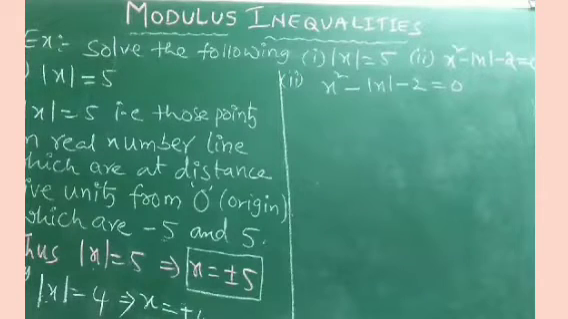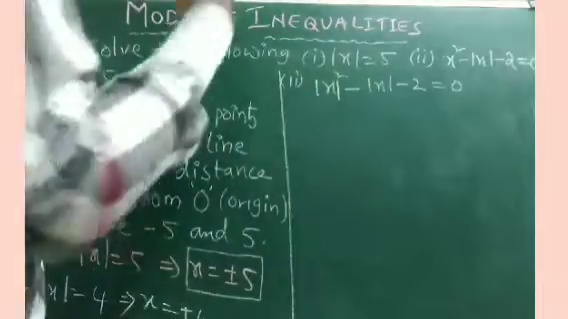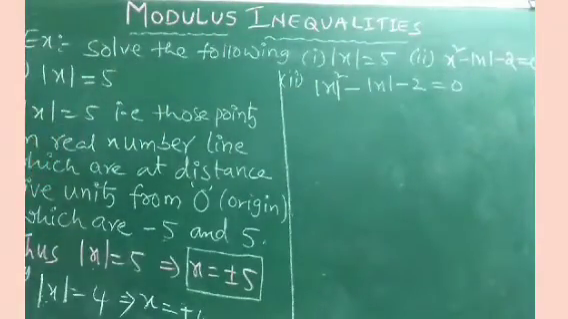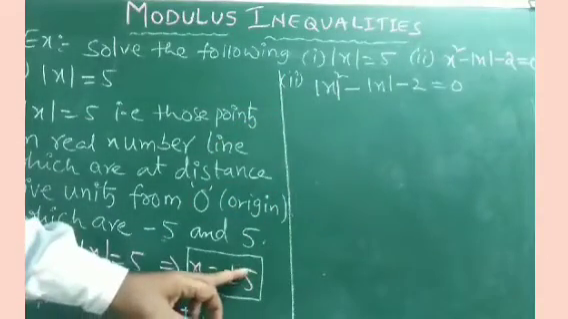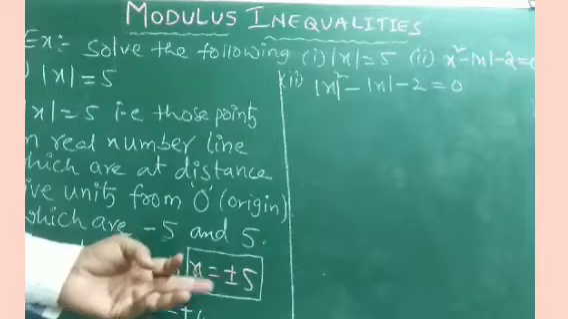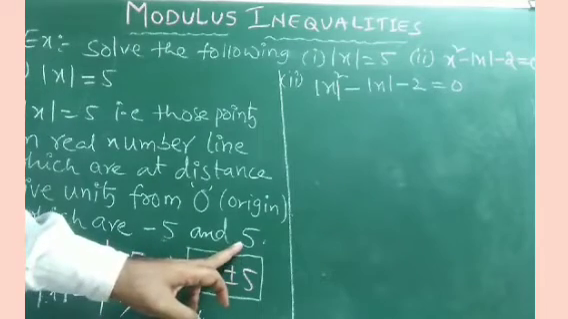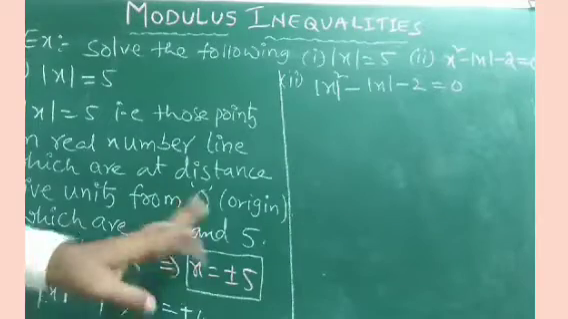x square minus modulus of x minus 2 is equal to 0. Now actually x square can also be written as modulus of x whole square, because we just discussed it, no? So modulus of x can be either positive or negative. No problem on squaring. Square of 5 is 25, and even square of minus 5 is also 25 only.